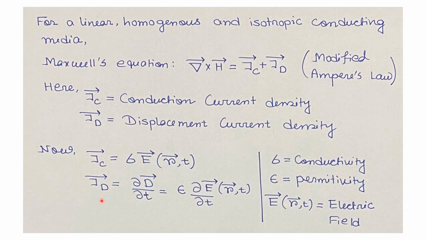And the displacement current density JD vector is given by del D by del t. Here D vector is the displacement vector. This is also given by epsilon times del E by del t. Here epsilon is the permittivity of that medium.